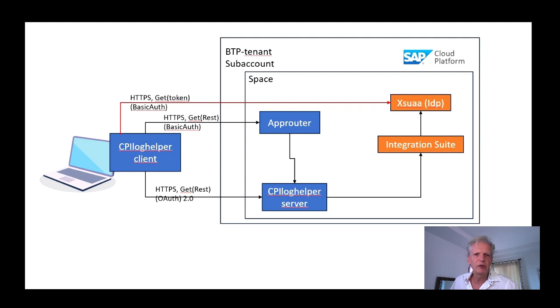And on your local system, there's a Java application which is portable, so you don't have to install it, and you can run it on Mac OS, on Linux, and on Windows, and it will send the requests. And in the next few minutes, I will go deeper into this CPIloghelper client and show you how I have solved many of the problems for my customers.